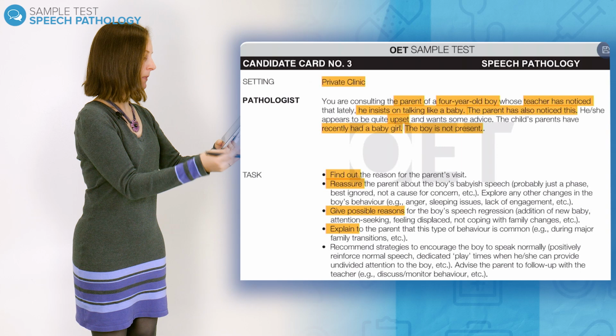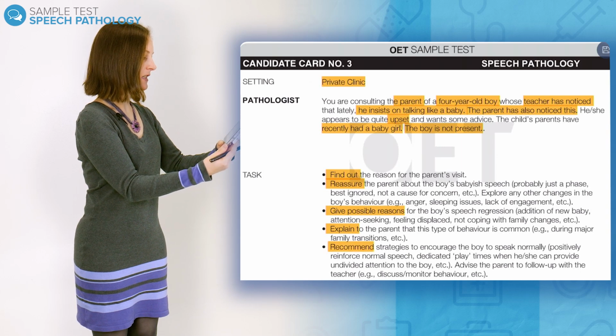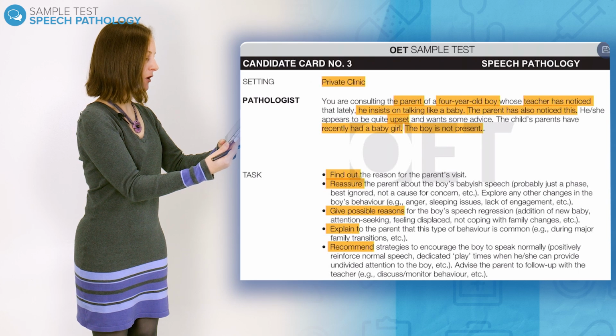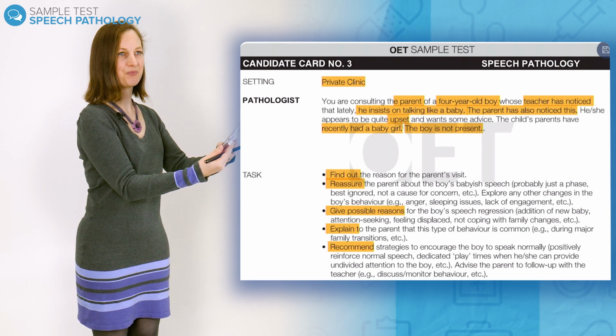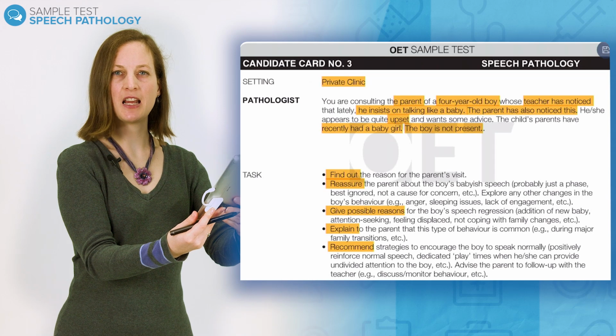Recommend means to tell the parent some strategies to encourage their son to speak normally, while also suggesting that the parent follows up with the boy's teacher. Lastly, run through this checklist.